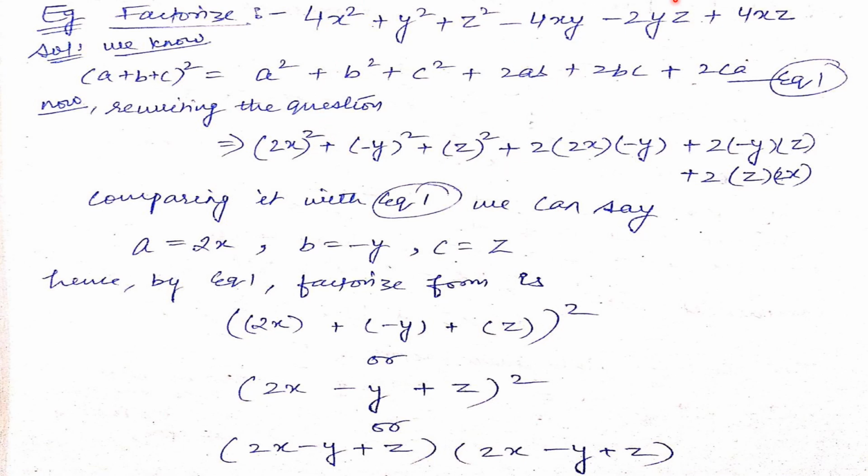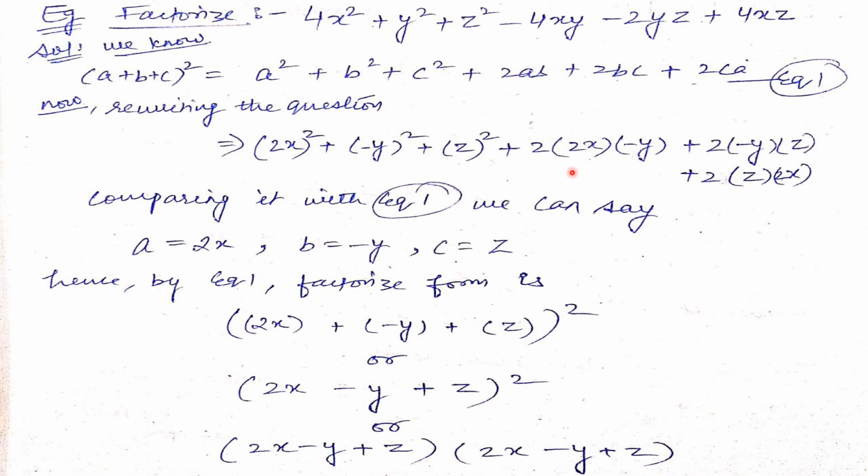Now don't look at here. If you have got these three terms, you can write the remaining on your own, because you know it is 2, first term 2x, second term minus y, plus 2, second term minus y, third term z, then plus 2, third term z, and first term 2x. If you solve these, you will definitely get these terms back.